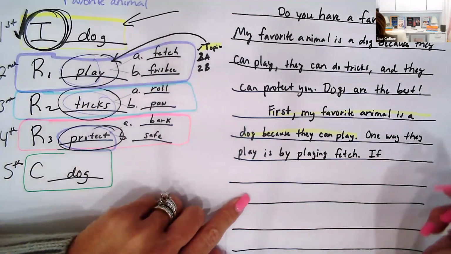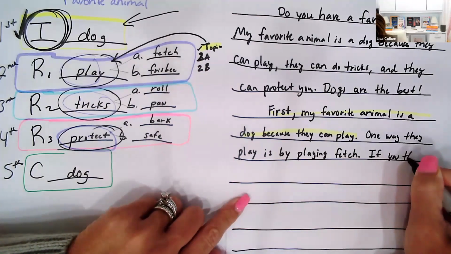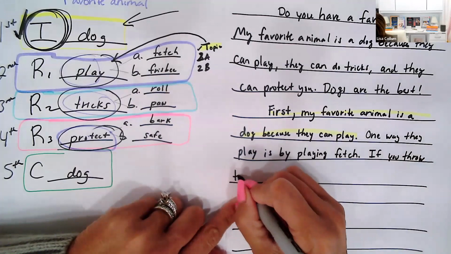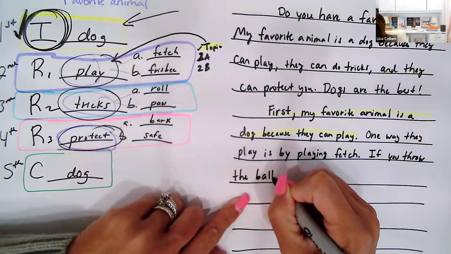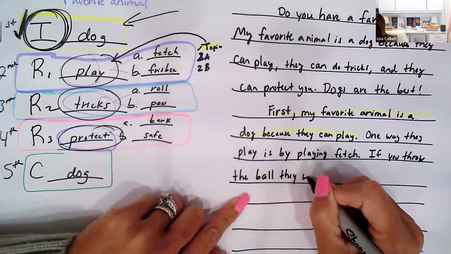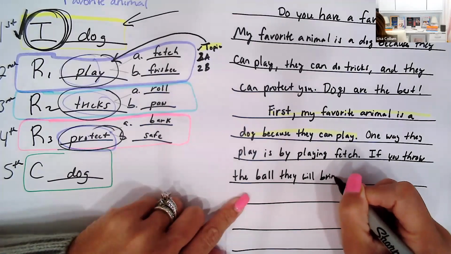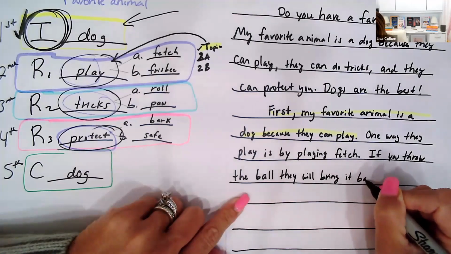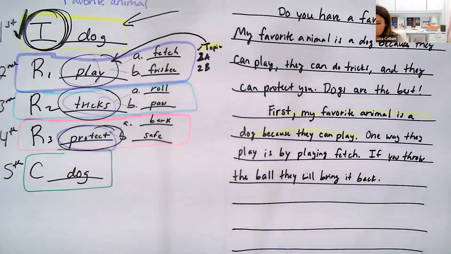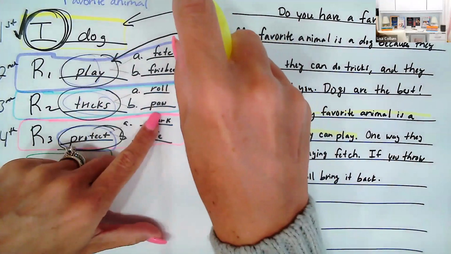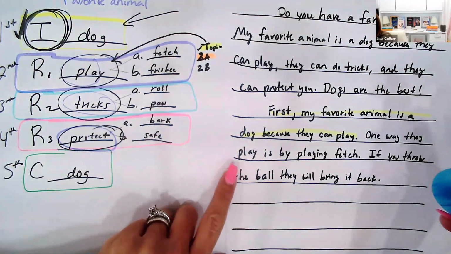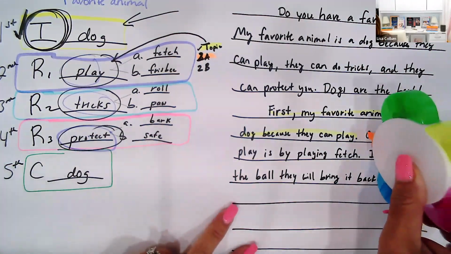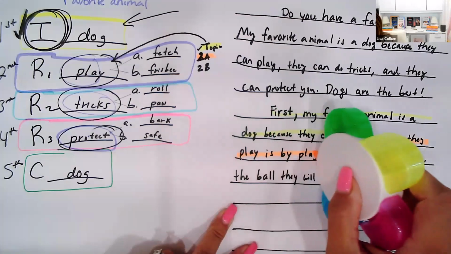All right, one more. If you throw the ball, they will bring it back. Because I'm telling my reader about fetch. That's two. So I wrote two sentences about A. So my 2A, I'm going to do an orange. And I'm going to highlight my two sentences in orange. One way they can play is by playing fetch.